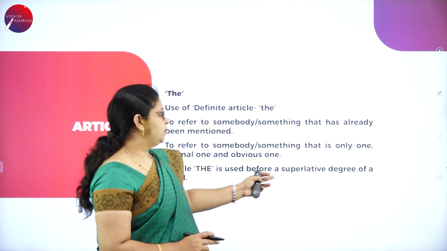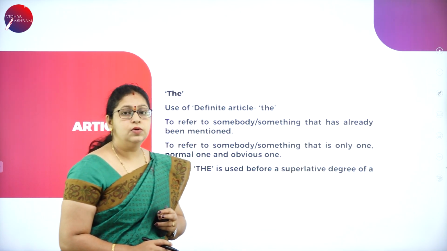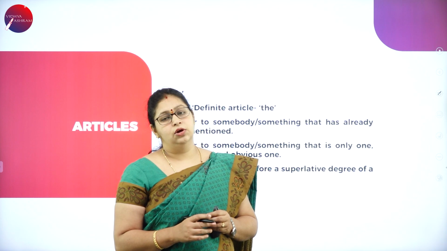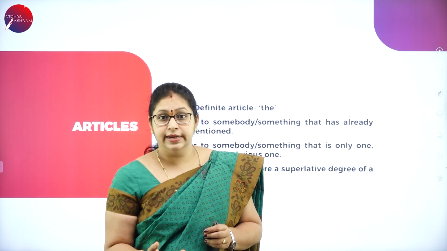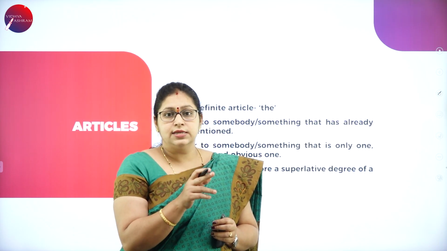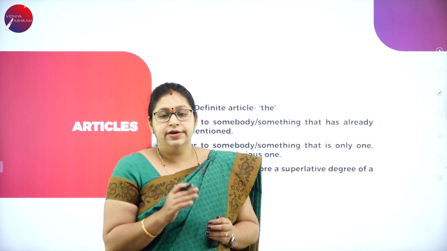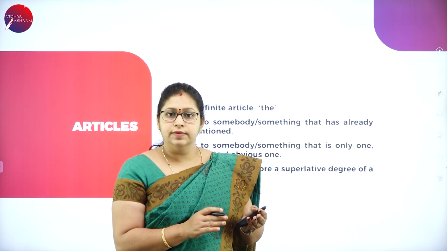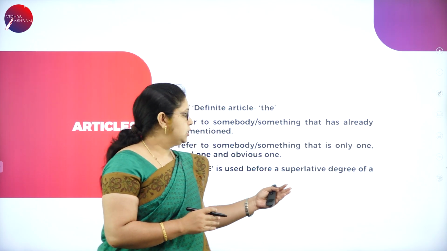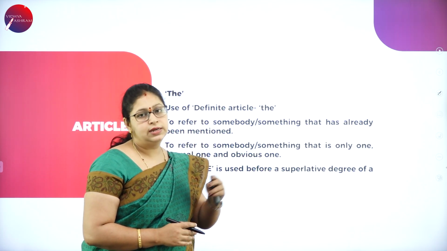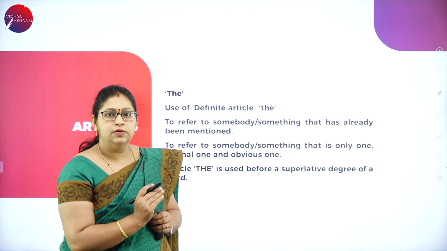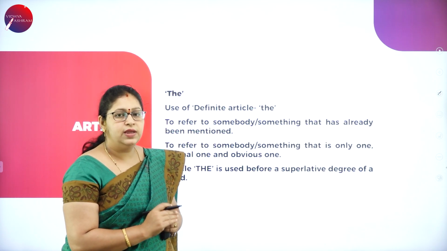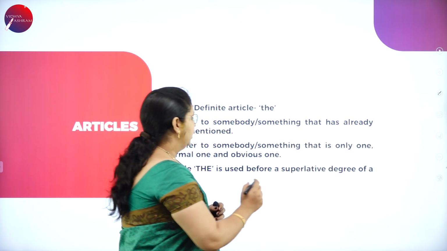Article the is used before a superlative degree of a word. What is the superlative degree of a word? Like great, greater, greatest. Greatest is the superlative degree. Greater is the comparative. Correct. So we use the when it is a superlative degree of the word in the sentence. Before a superlative degree word, we use the definite article the.